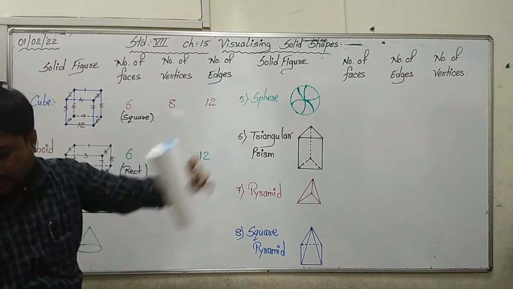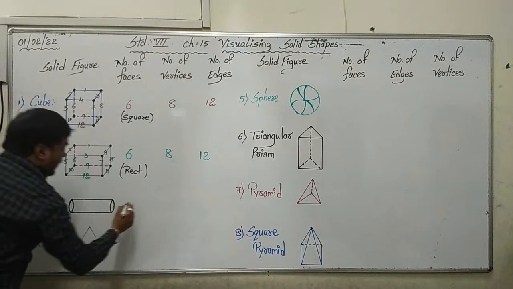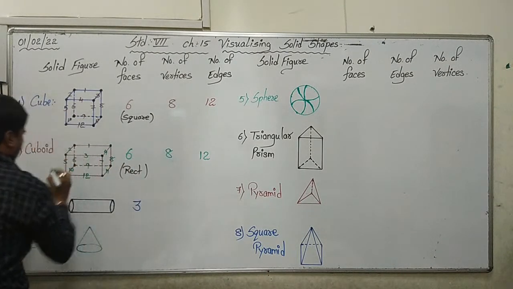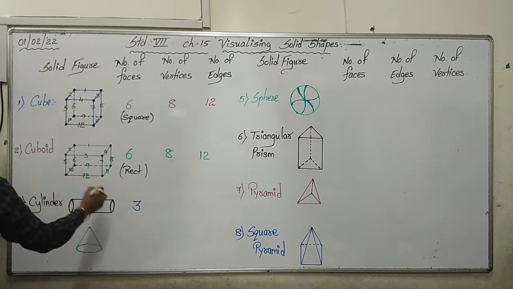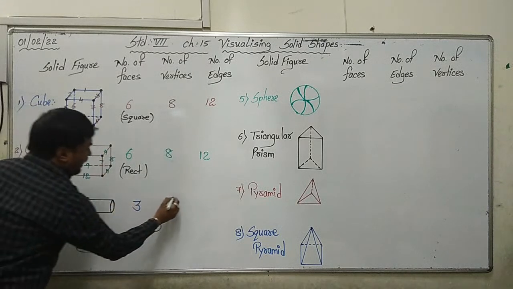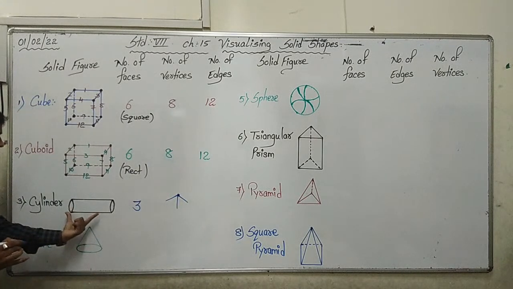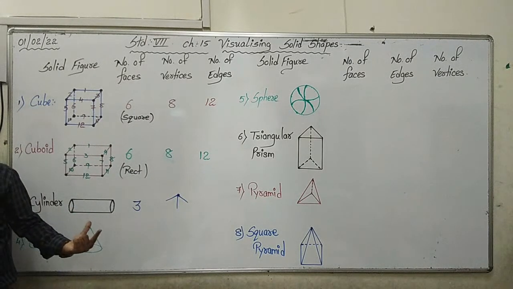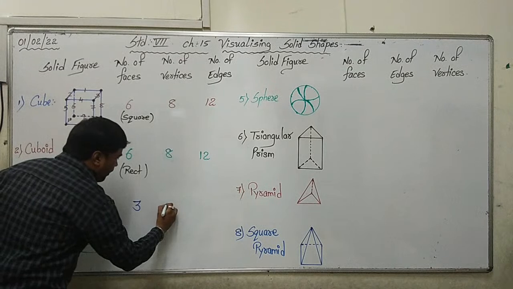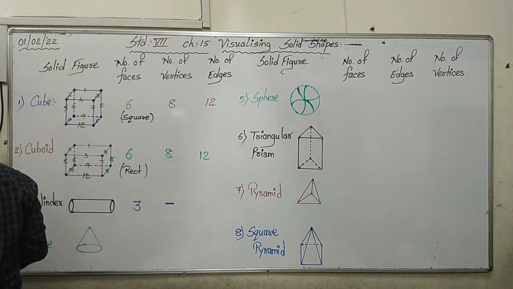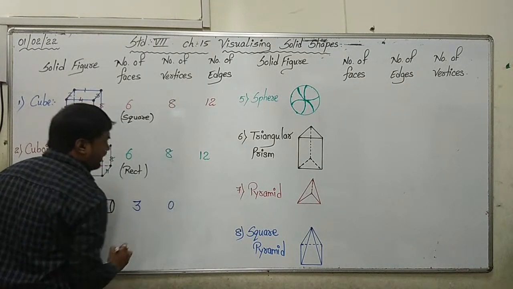So how many faces does a cylinder have? We can say it has three faces. Can we get a point where segments meet? No, I am not getting any point. Nothing is there, so no vertices are there. We can say it has zero vertices.